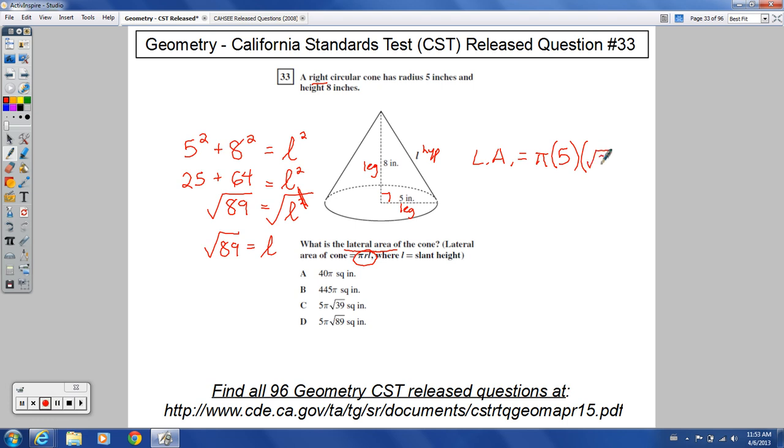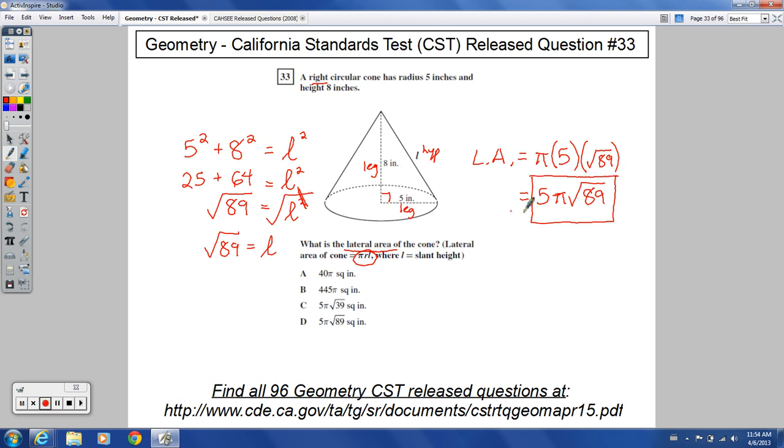So we plug that in right here. We've got the square root of 89 times 5 times pi. We look at our answer choices. I see one with the square root of 89 in it. And if I multiply 5 times pi, that's exactly what it would look like. So 5 pi is the more technically correct way to write it, or the better way to write it, because you usually write your pi after the numeric coefficients. So this would be our answer.